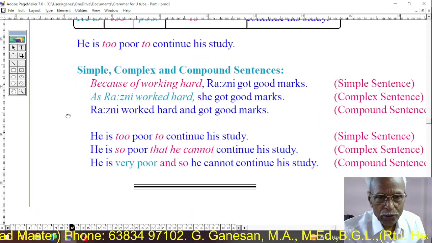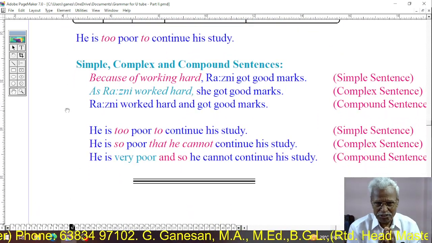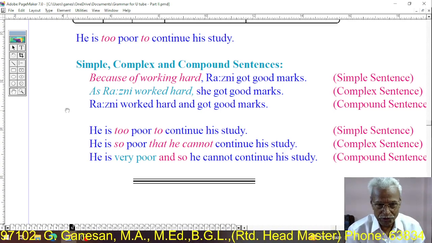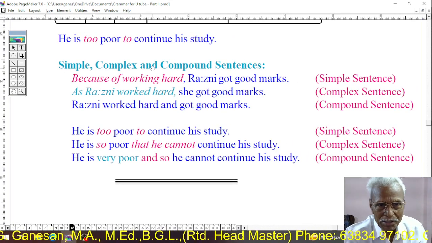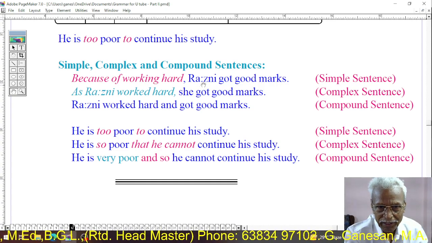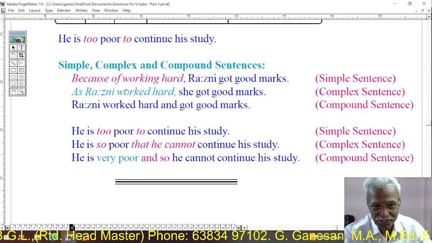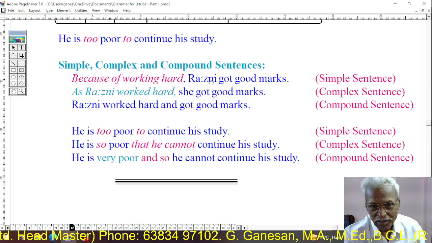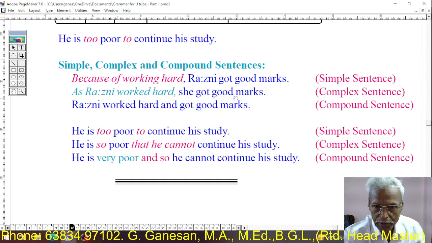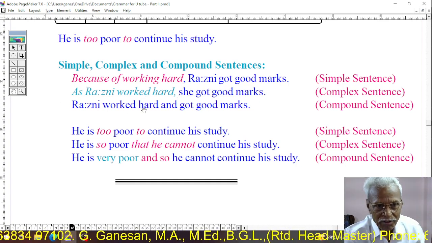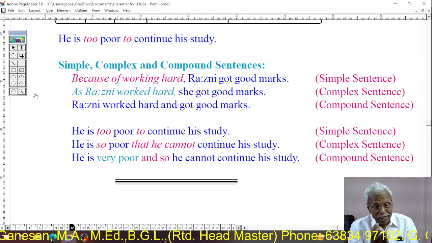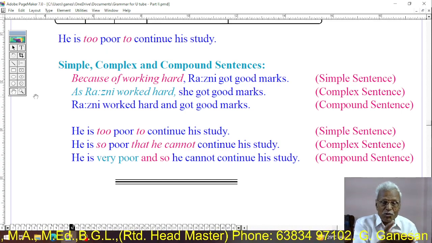Dear students, here I would like to show some simple, complex and compound sentences. Because of working hard, Rani got good marks: simple sentence. As Rani worked hard, she got good marks: complex sentence. Rani worked hard and got good marks: compound sentence. Dear students, converting a clause into a phrase.